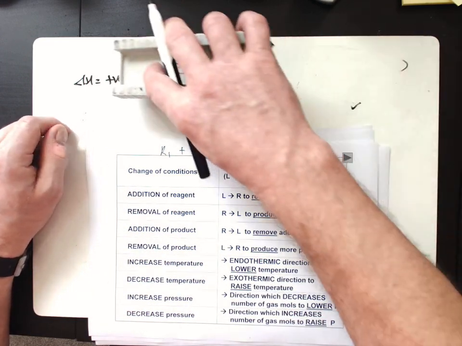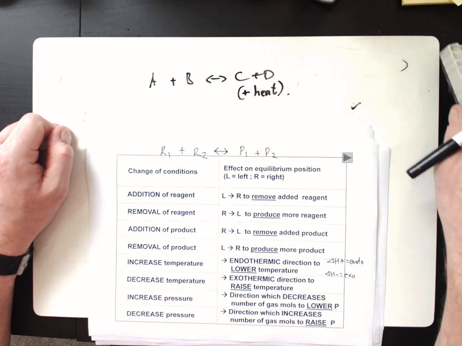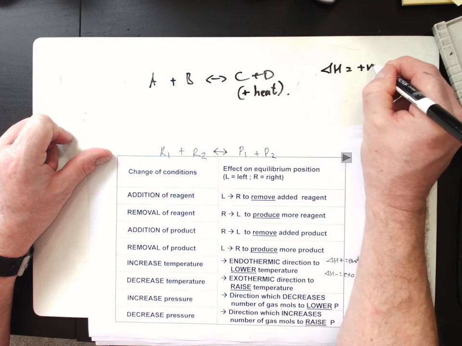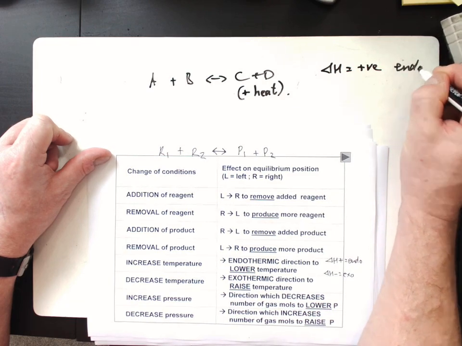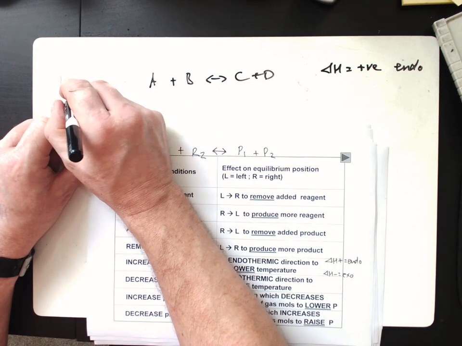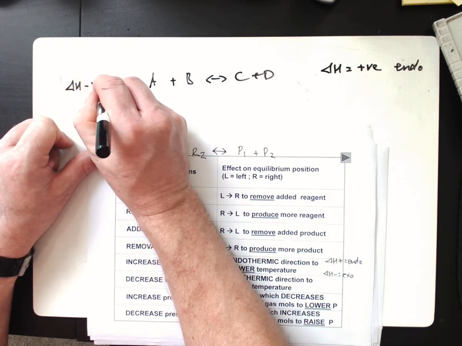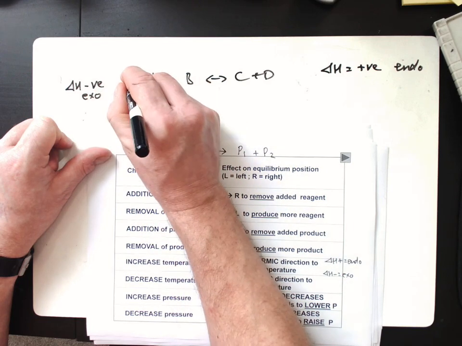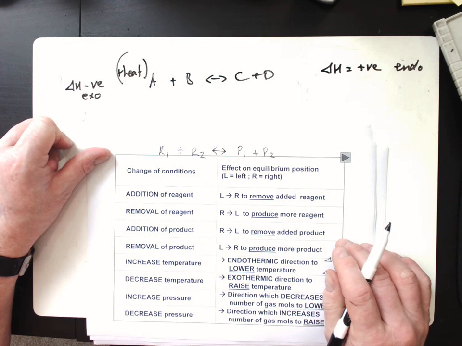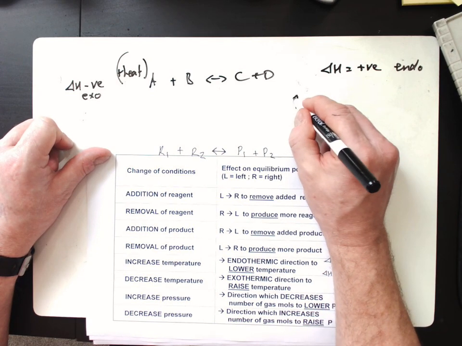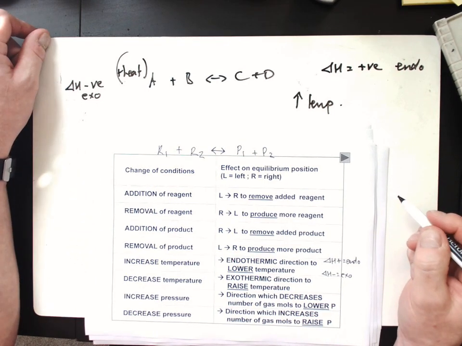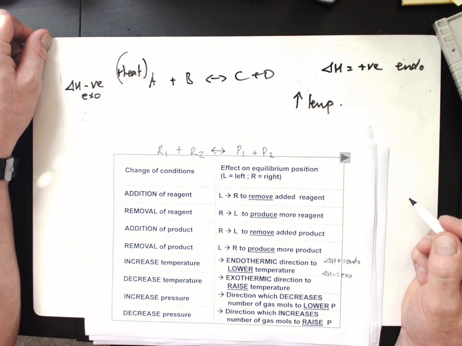Let's change the goalposts a little bit on that. So let's say this time we have our delta H is positive. So in other words, this reaction is endothermic. That tells me that the reverse reaction must be exothermic. So in other words, I get plus heat. So this time let's increase the temperature again. Okay, so what direction will the equilibrium move in?